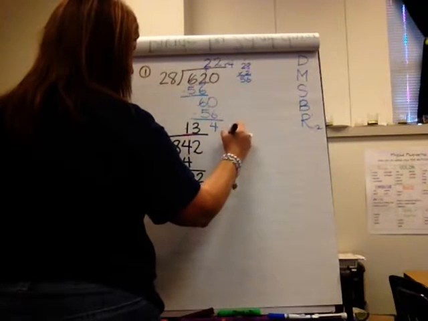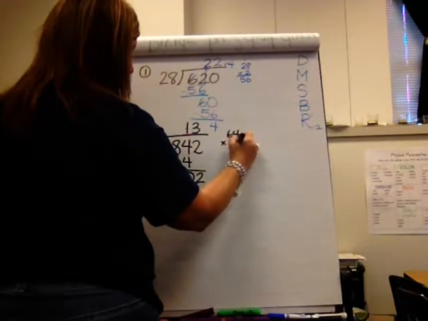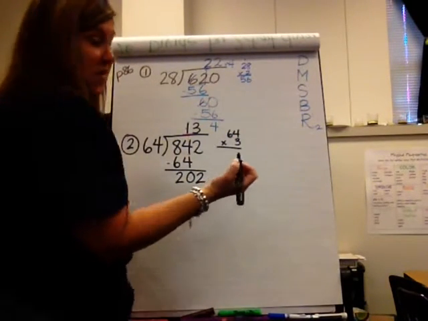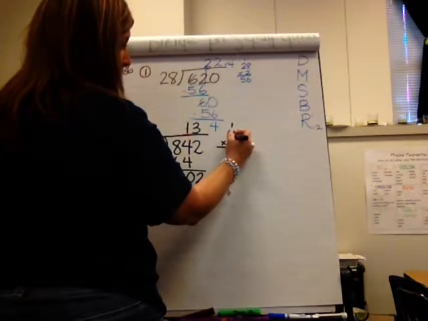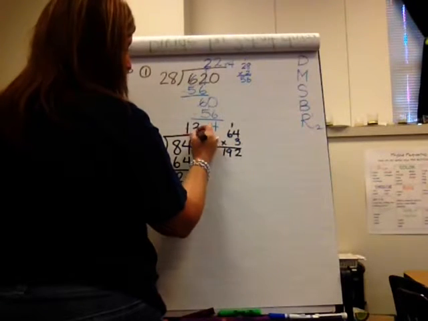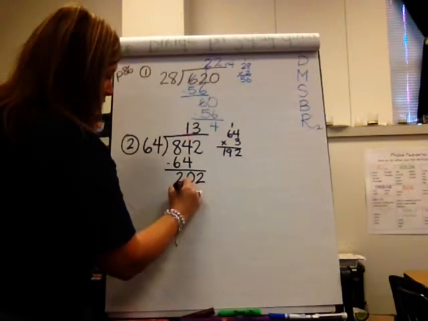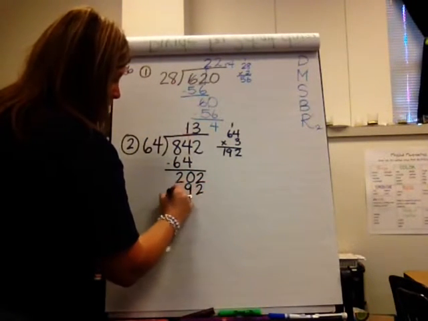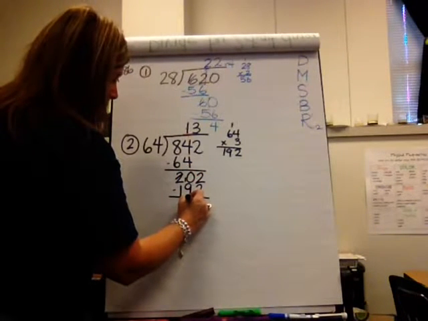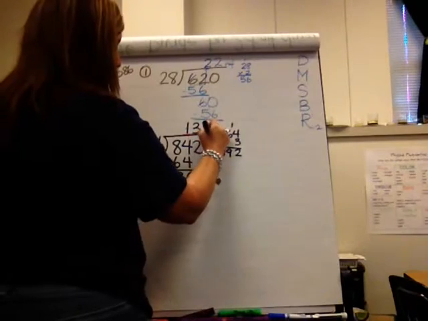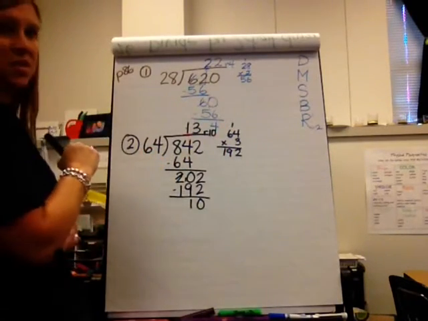So over here, I would do 64 times 3, because I don't know my multiples of 64. 4 times 3 is 12. 3 times 6 is 18, plus 1 more is 19. So 3 times 64 is 192. 0, carry, and that is a 1. So again, my remainder is 10. Is 10 larger than 64?